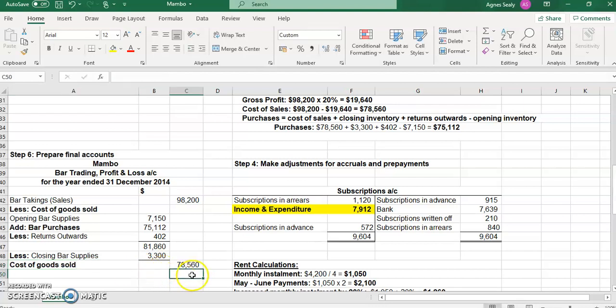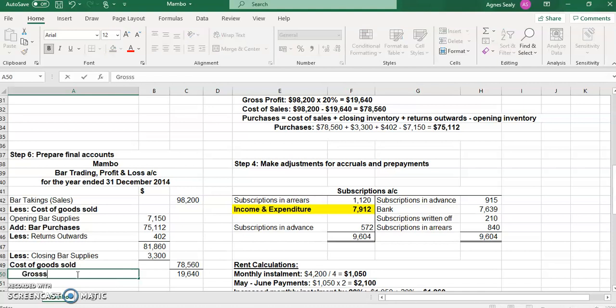And then you're going to subtract the cost of sales from your sales. So $98,200 minus $78,560 gives us the gross profit we would have worked out previously of $19,640. So this is our gross profit.